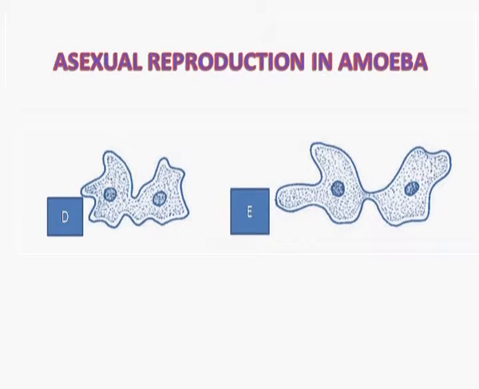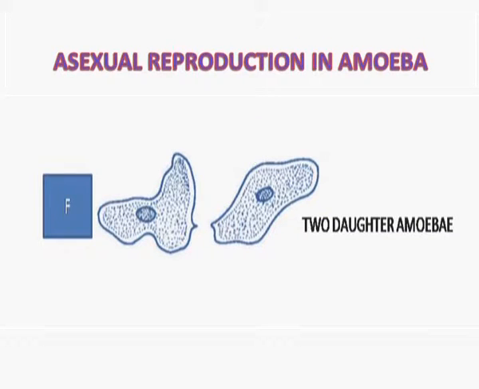A constriction appears in the middle which deepens, that is, a furrow appears in the middle, as you can see in the diagram, which further deepens, and ultimately the two amoebae are formed. Sexual reproduction is also found in some of the protistas. For example, you find sexual reproduction in paramecium, which is by conjugation.